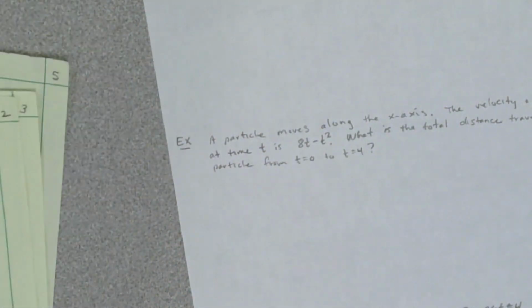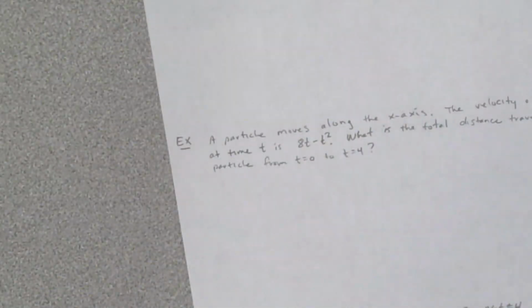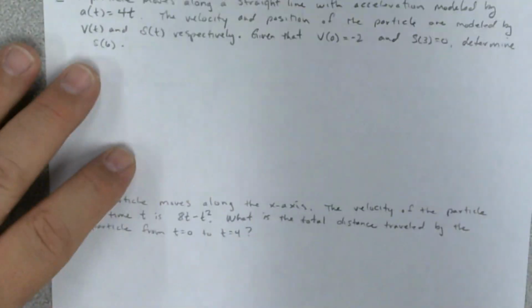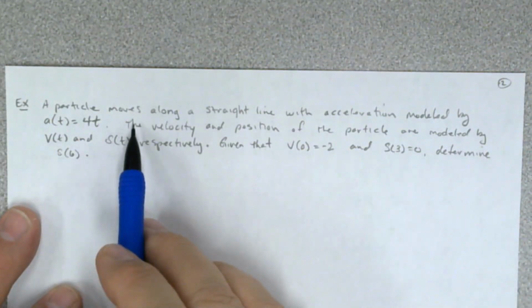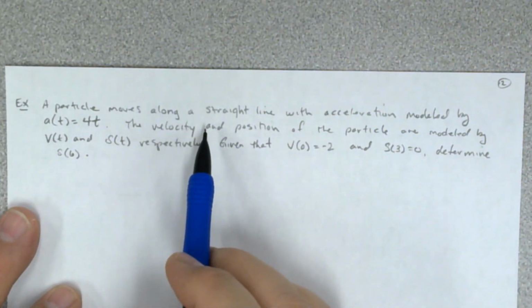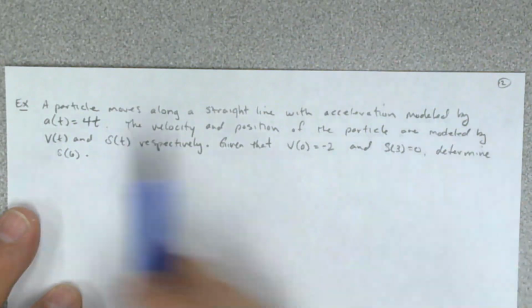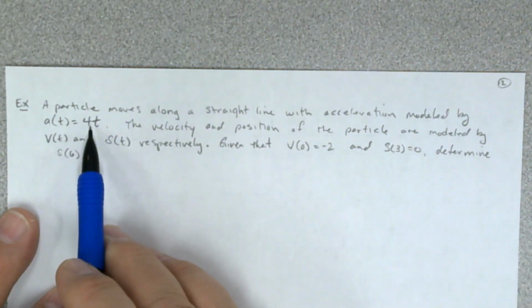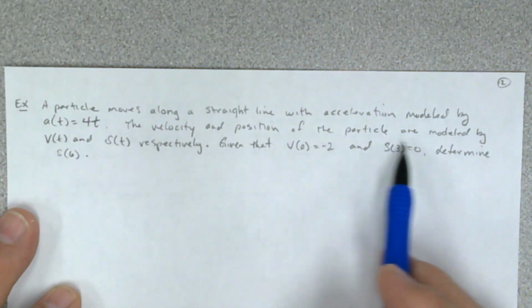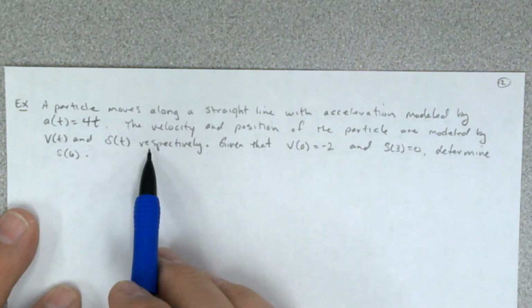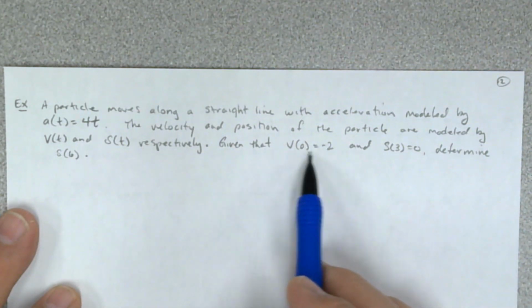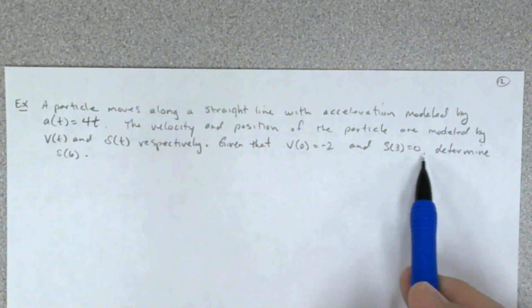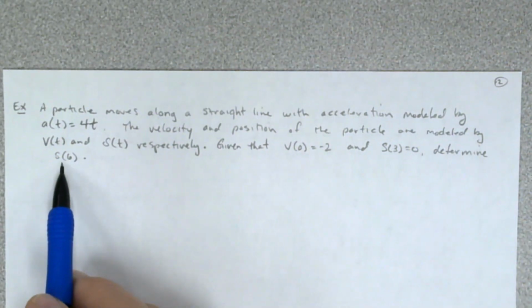So let me move this out of my way. Bring this back down so you can see it. So here we go. A particle moves along a straight line with acceleration modeled by a of t equals 4t. The velocity and position of the particle are modeled by v of t and s of t respectively. Given that v of 0 is -2, and s of 3 is 0, determine the position at 6.